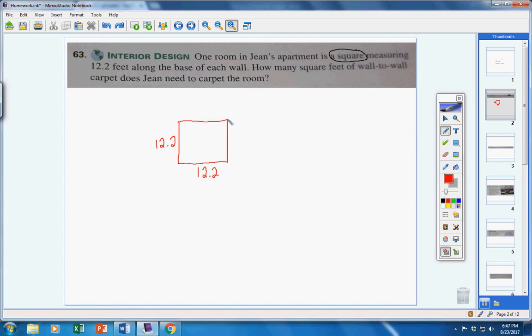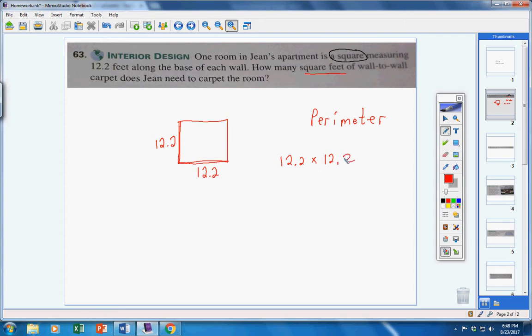If I asked you to find how much trim she wanted to put around the room, that would be what? Perimeter. But if I'm asking you how much carpet needs to go on top of this floor, that's area, and that's why it says how many square feet does she need. We should all know by now how to find the area of a square. It's simply side times side.